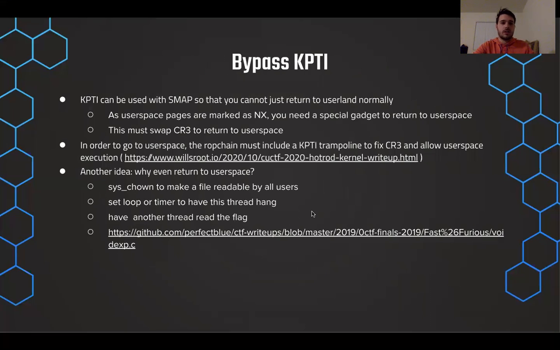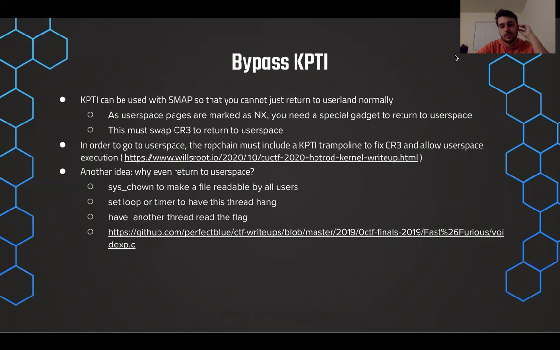Okay. Now the last one is KPTI, which is kernel page table isolation. Basically, if you use this with SMAP, you can't just return to user mode without fixing up some registers and segments like the CR3 register. Because user space is marked as NX, and when you use the CR3 swap, you get different code that's NX and not NX, so you can then actually execute your user space.